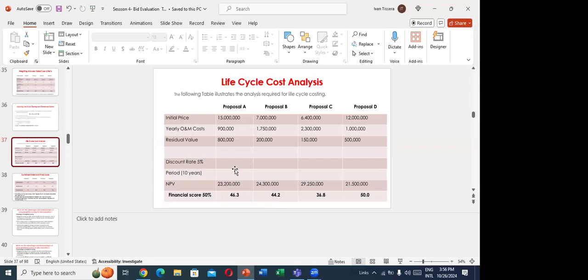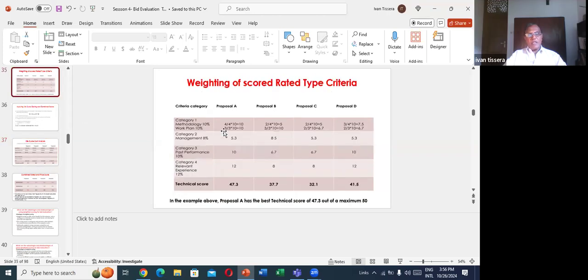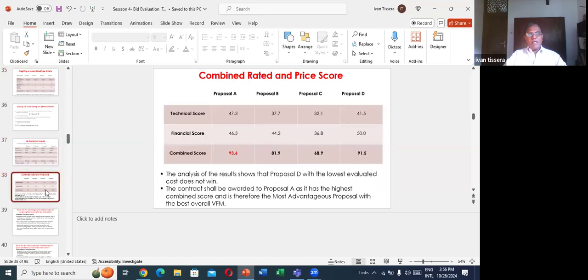Yeah, that is the price score. Earlier we calculated the technical score. The B is 37.7. Now you can see the combined price. So A 47.3, 46. Combined is 93.6. This is the finance score coming from life cycle cost. Technical score, how you have calculated, you know. So this is the combined score for 4 people. So what is the highest combined? It is A.